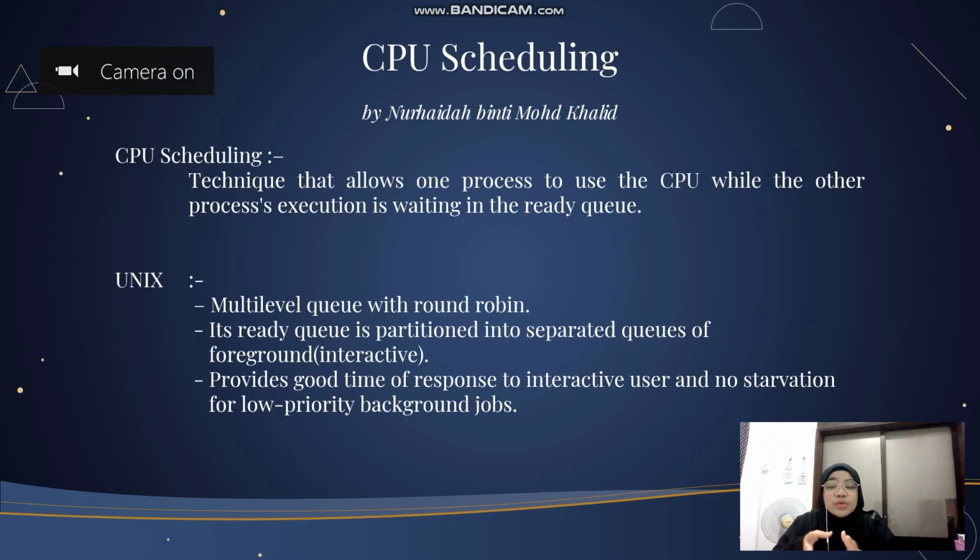Unix and Windows also differ in terms of CPU scheduling. CPU scheduling is a technique that allows one process to use the CPU while the other process's execution is waiting in the ready queue. Ready queue is actually a set of all processes residing in the main memory, ready and waiting to be executed. So firstly, for Unix, it is actually using the multi-level queue with round robin as its scheduling algorithm.